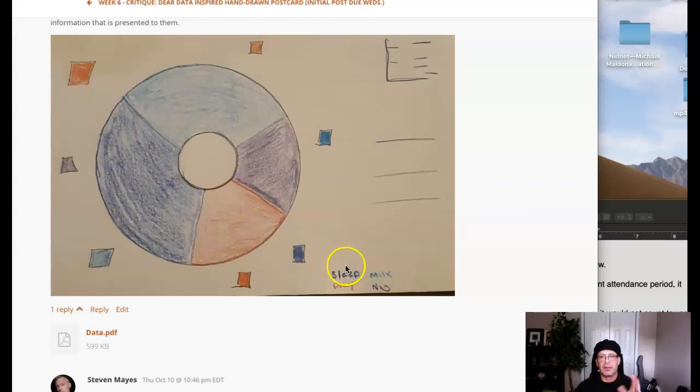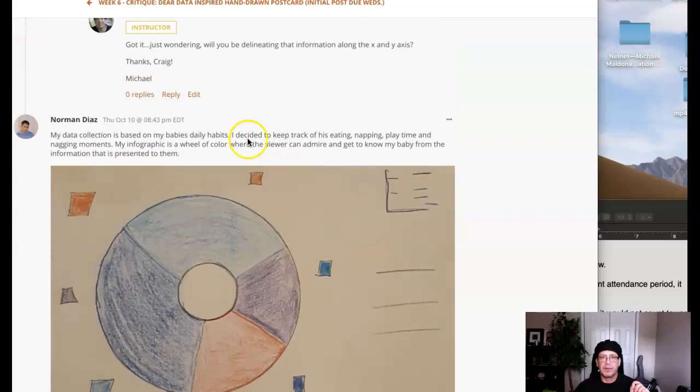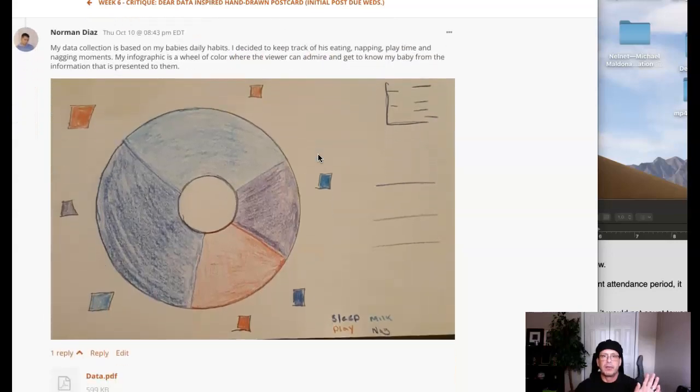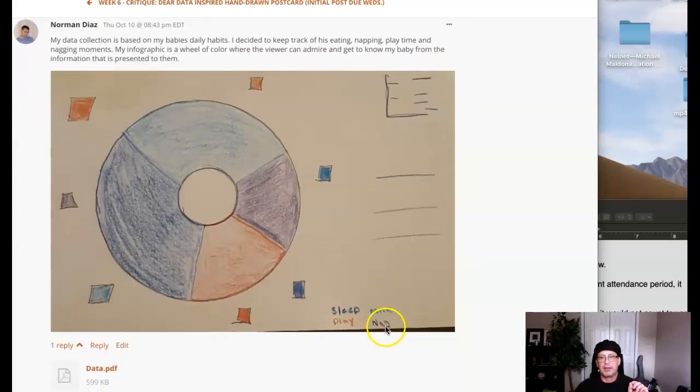So you're saying in this, I'm seeing that your baby sleeps the most, eats second most, plays third, and then I'm not sure what that is. Yeah. So I'm not real sure what that is. I thought that said nap at first, but I'm just not even sure. I'm not sure if that even says nap. I'm really, really unclear on that.